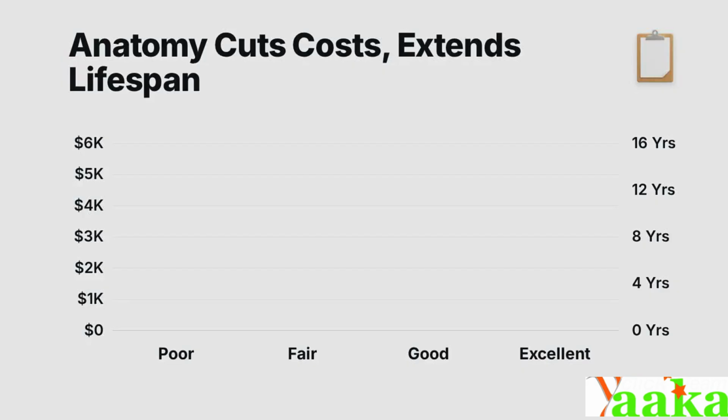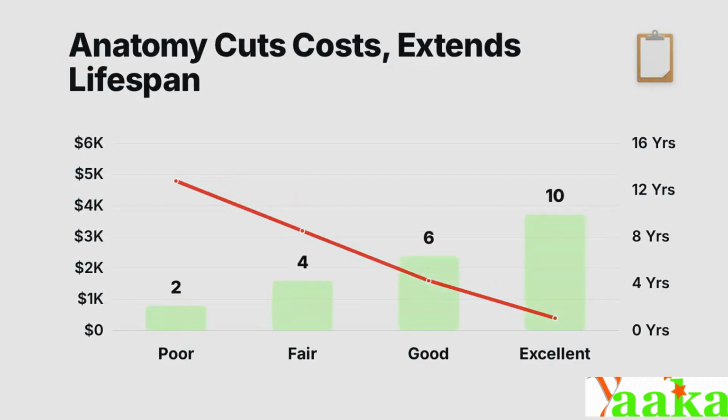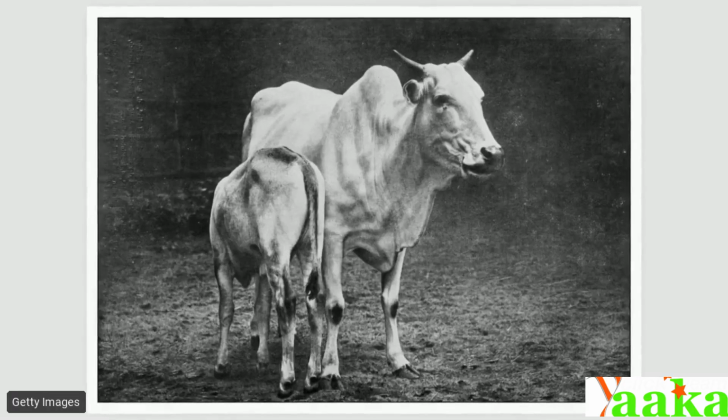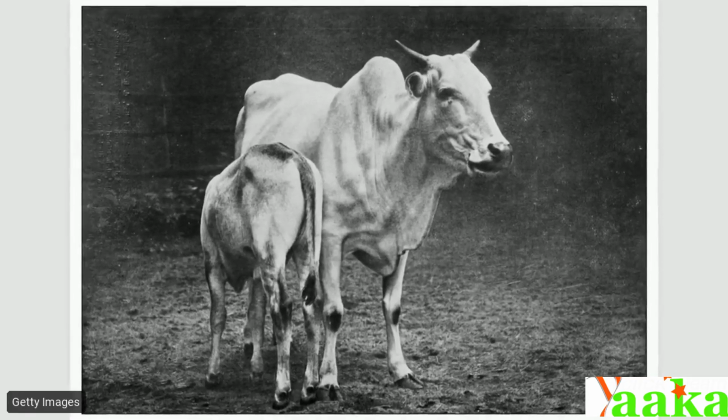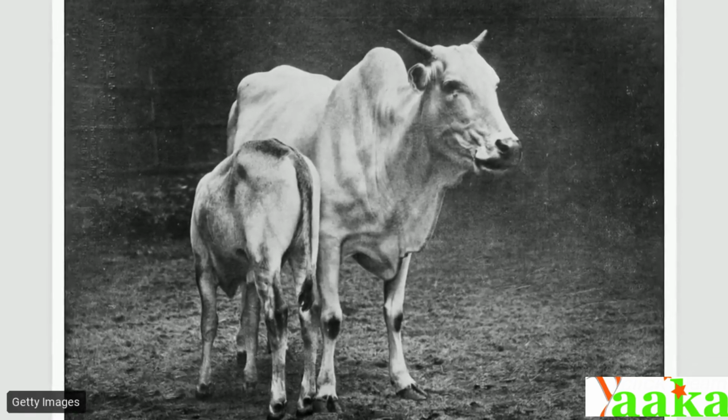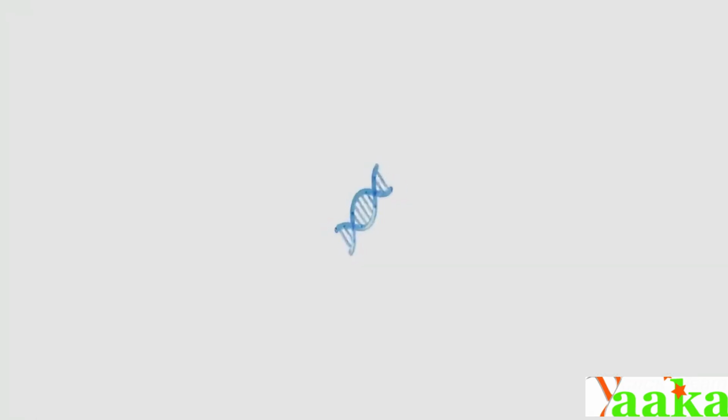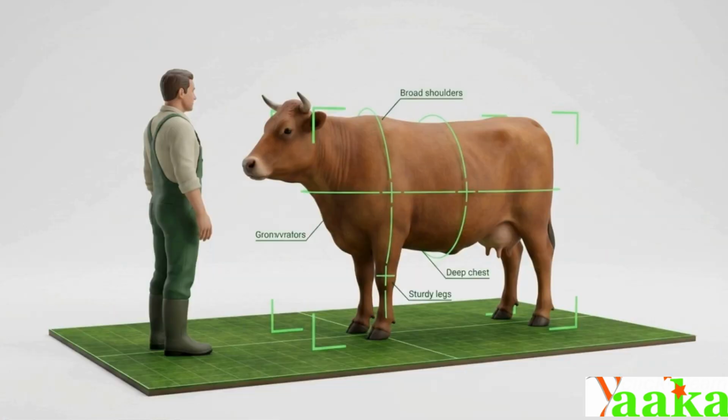Choosing an animal with excellent structural anatomy sharply reduces long-term veterinary costs and increases the productive, active lifespan of the herd. Look at this cow and her healthy calf. This is the ultimate measurable result of proper selection based on physiological health. Genetics provide the underlying blueprint for a breed, but observing physical morphology allows a farmer to verify the actual biological reality of the specific animal standing in front of them.